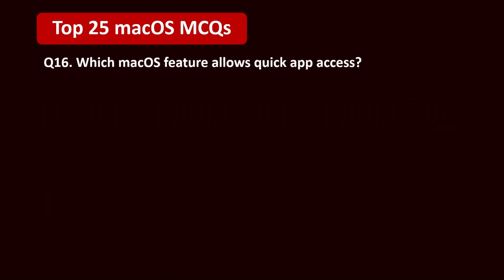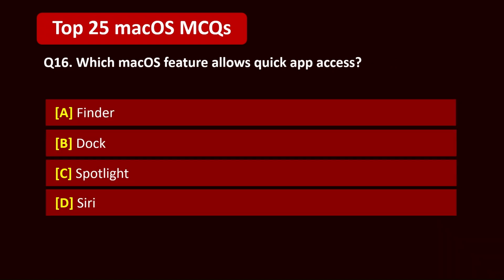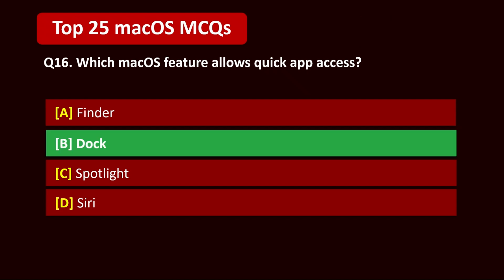Question 16. Which macOS feature allows quick app access? A. Finder. B. Dock. C. Spotlight. D. Siri. 5, 4, 3, 2, 1. Correct answer is B. Dock.